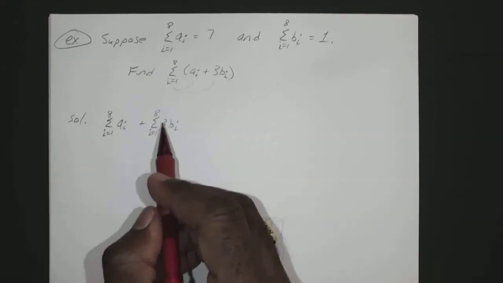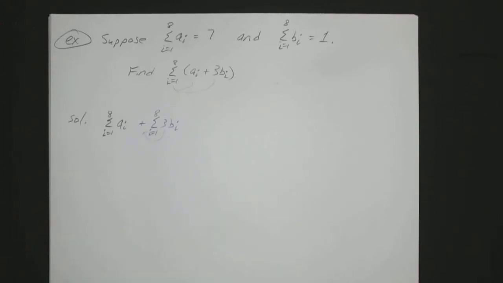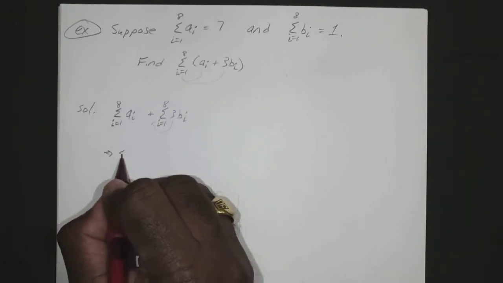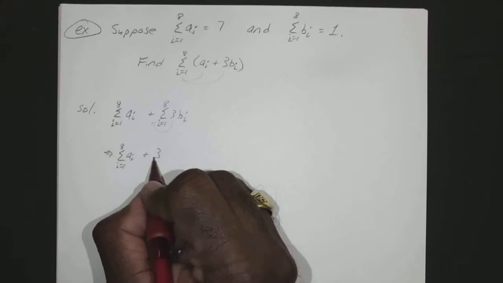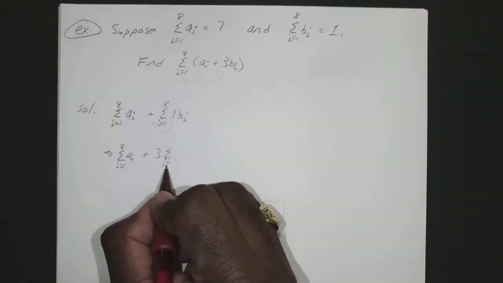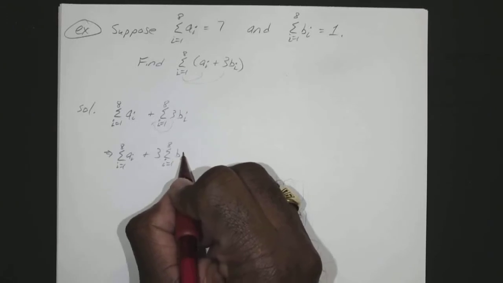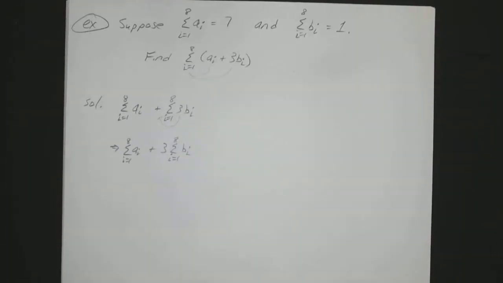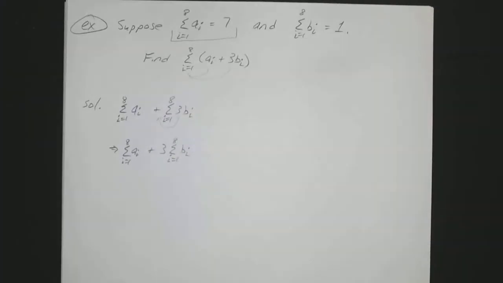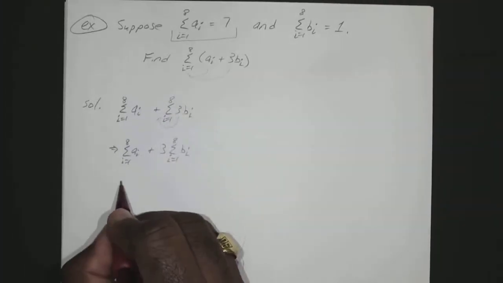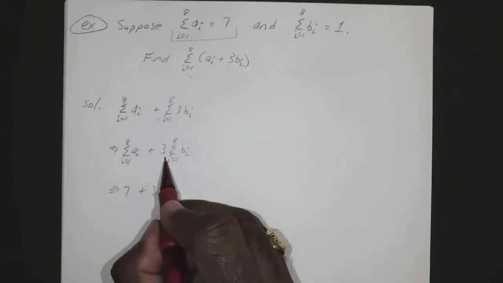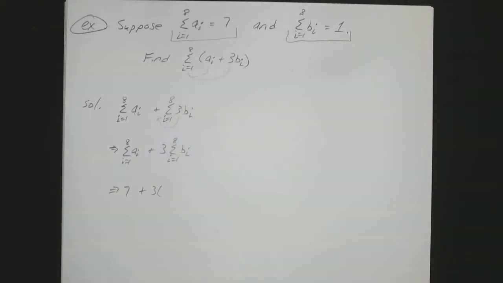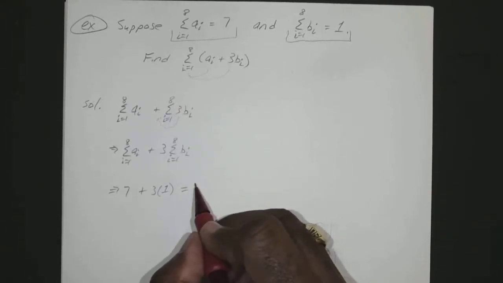Okay. And we also know we can get our constant and just bring that right out to the front. So that gives us the sum from I equals 1 to 8 of a sub I plus 3 times the sum from I equals 1 to 8 of b sub I. Okay. So we know our a sub I summation is equal to 7. So we have our 7 plus 3 times our summation of b sub I, which is 1. So we know it's going to equal 10.